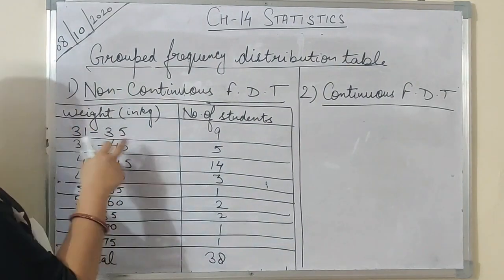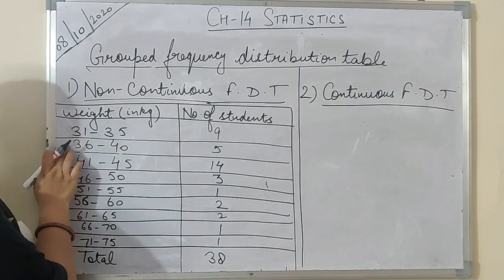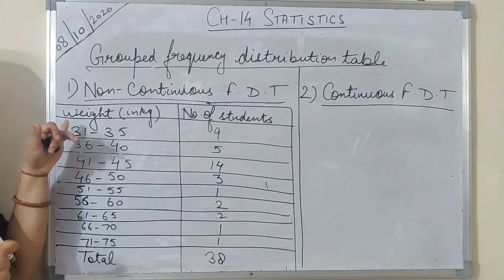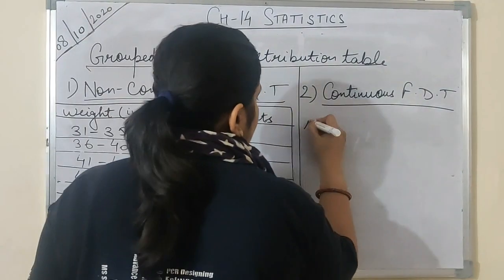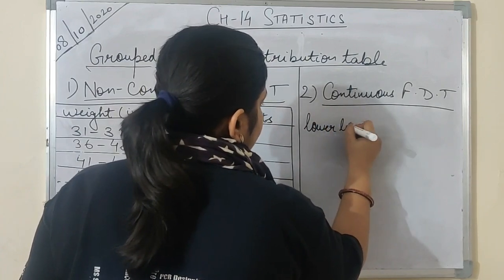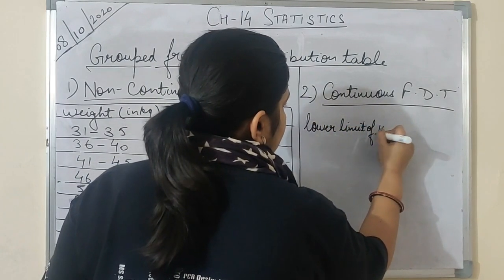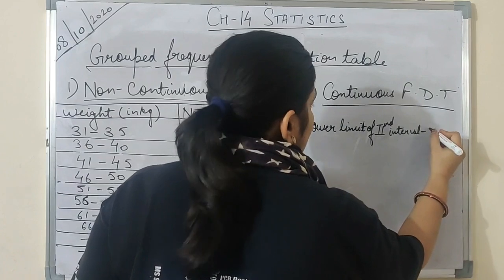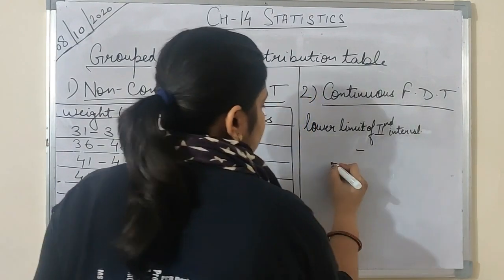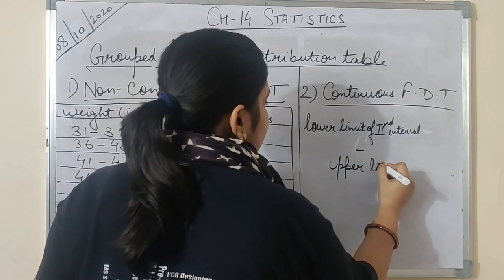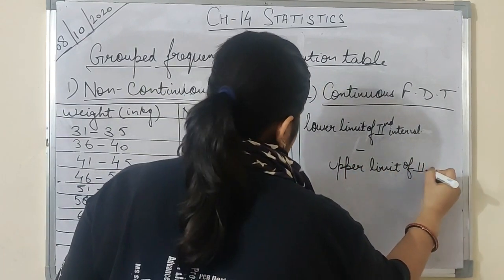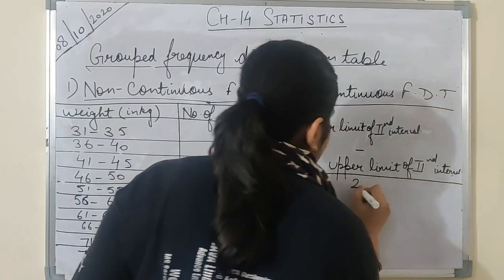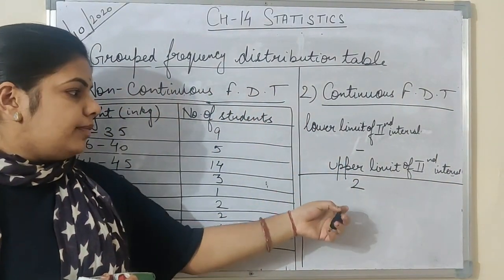Okay, I am telling you the formula for how to form it. What you will do is take the lower limit of the second interval, okay, then I am writing the formula over here: lower limit of second interval minus upper limit of first interval, and then we will divide their subtraction by 2.